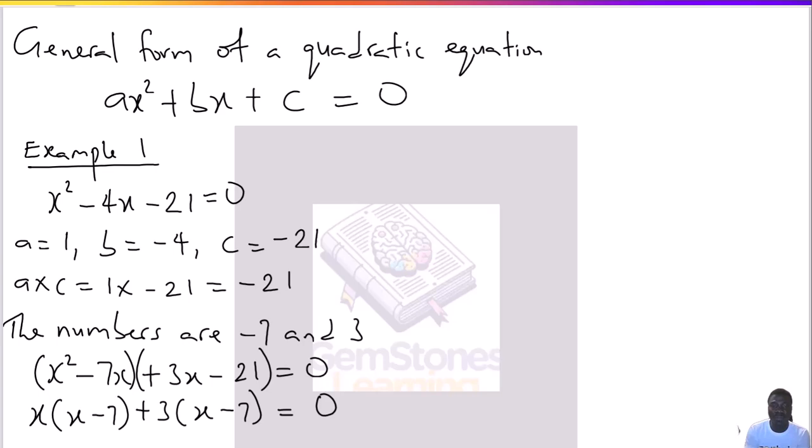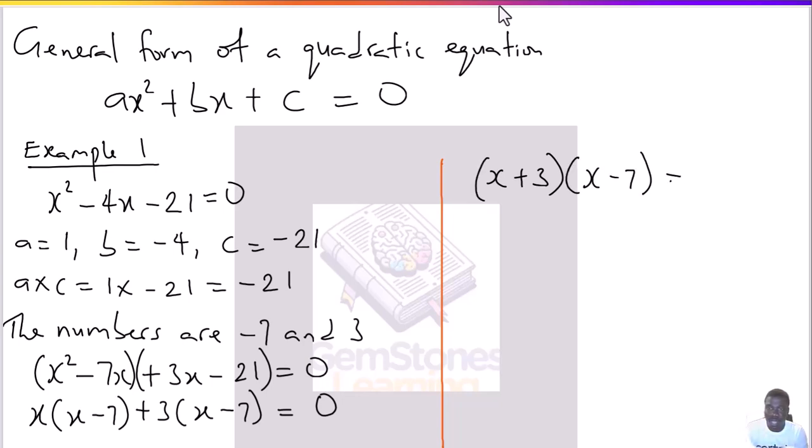So how do you go about breaking this down from here? Let's divide this into two parts so we can simply solve it. Pick what you have outside and pick one of the brackets since they are the same. So I'm going to be having x plus 3, because they are both outside the brackets, and one of the brackets, x minus 7 equals to 0.